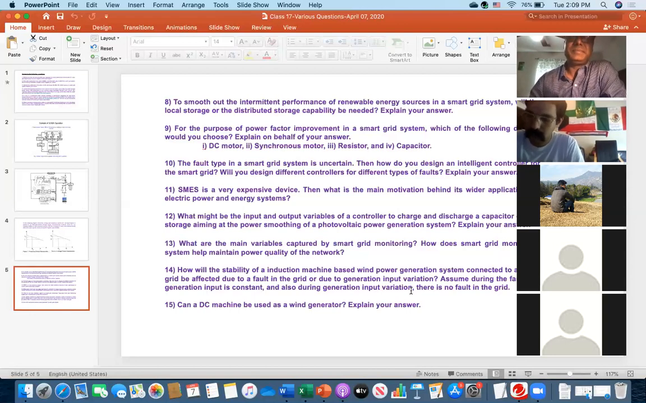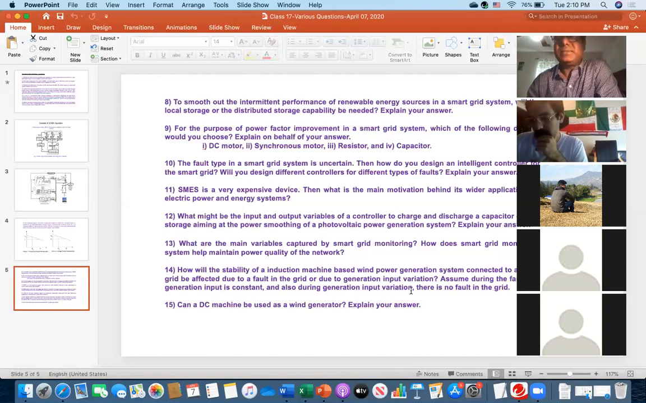So what will happen? Because this is an induction machine-based wind generator, write down, voltage will go down, active power will go down, but the frequency and the speed will go high. So write down that when there is constant input generation and a fault happens in the grid, voltage will go down, active power will go down, but frequency and speed will go high. That is the impact.